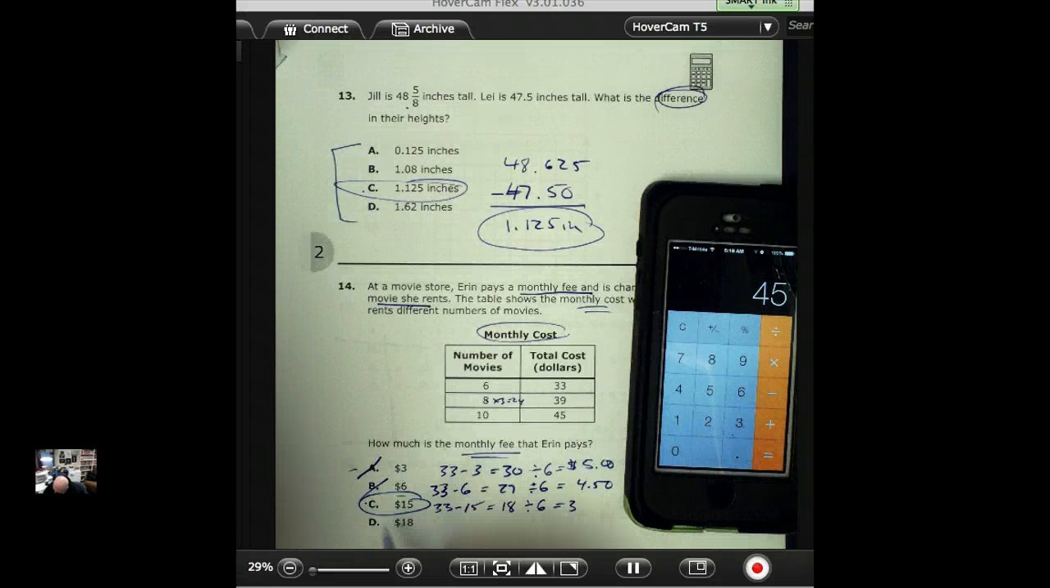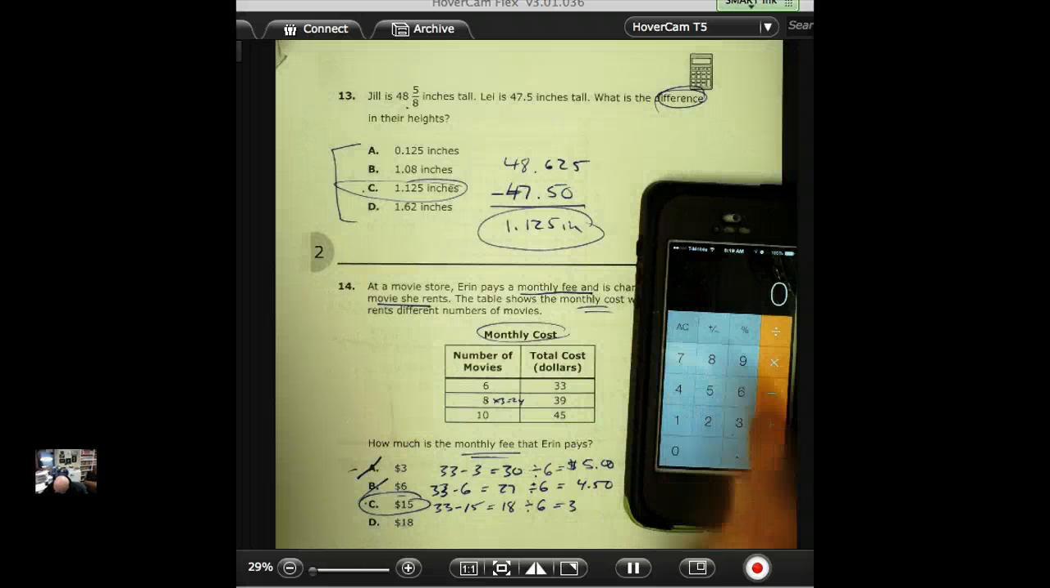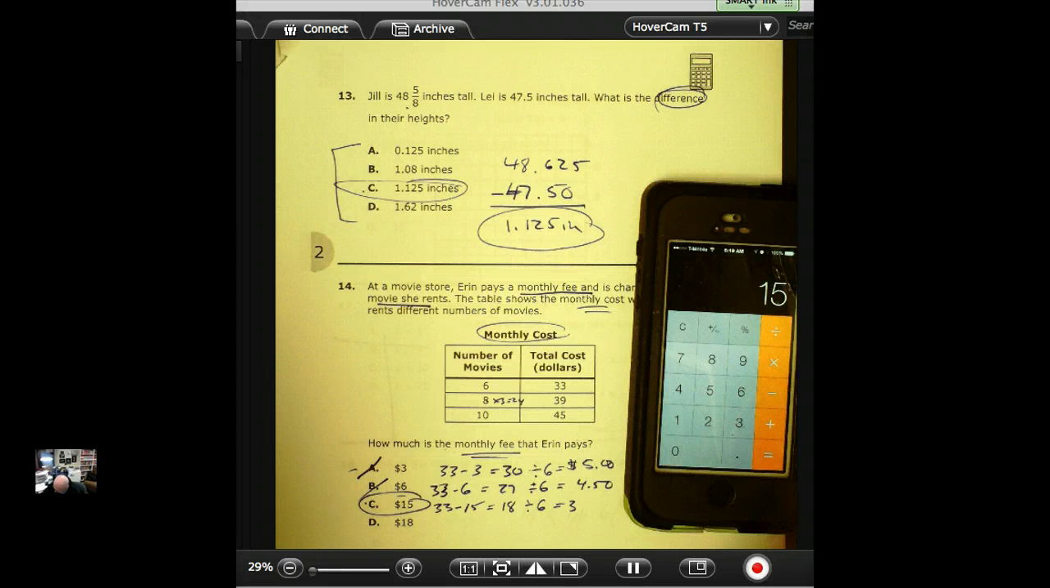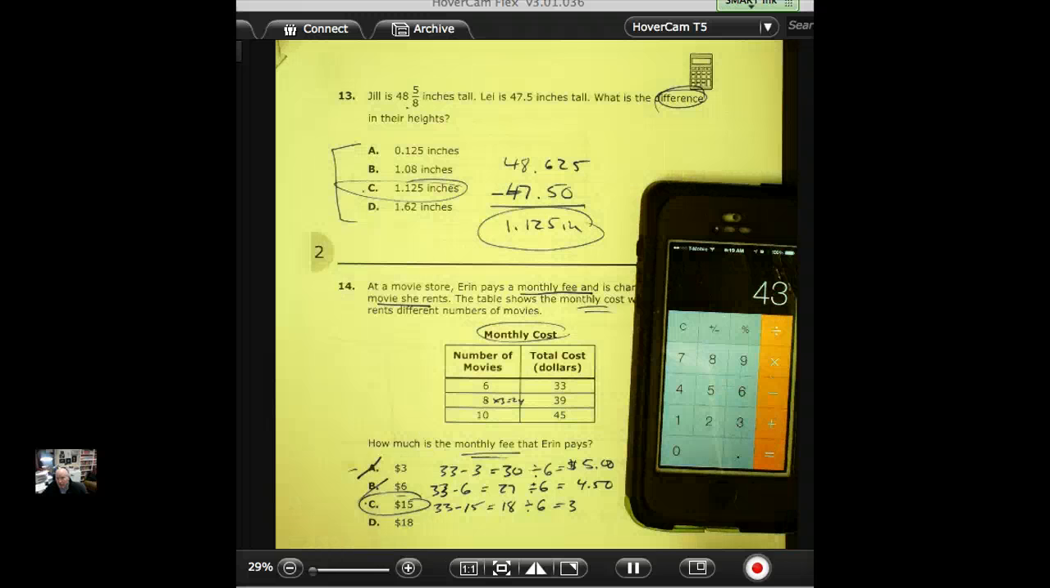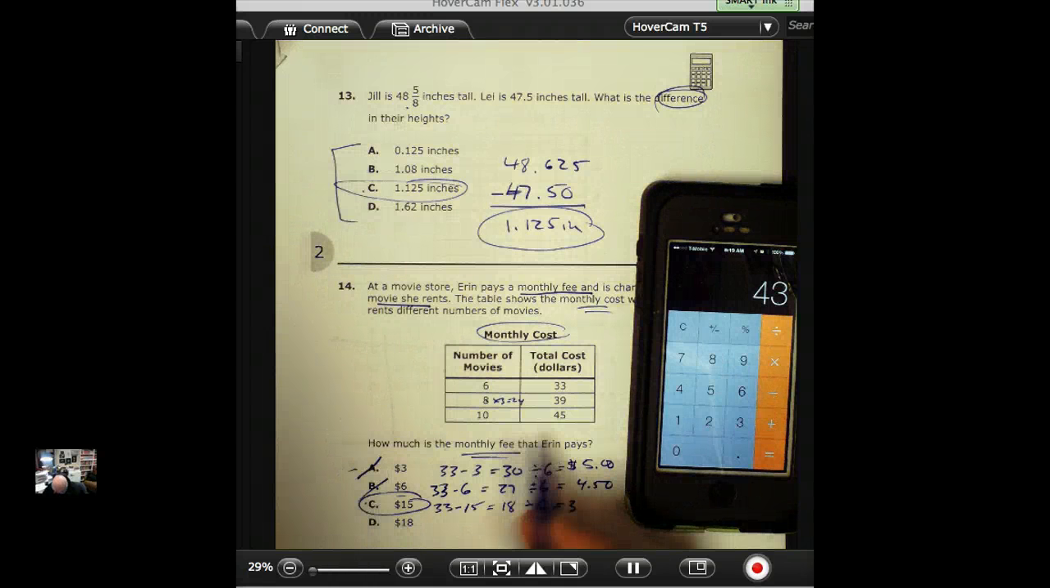So it looks like our answer is C, but let me just check D. If I subtracted 18, so 33 minus 18, that would be $15 divided by 6, which is $2.50. I'll just try it on this one. 10 times 2.5 would be $25, plus the 18. That didn't work. I don't think I did that right. Let me try that again. 10 times the 2.5 is $25 plus the 18. Sorry, I hit the wrong key there. It would be $43. So this one doesn't work either.